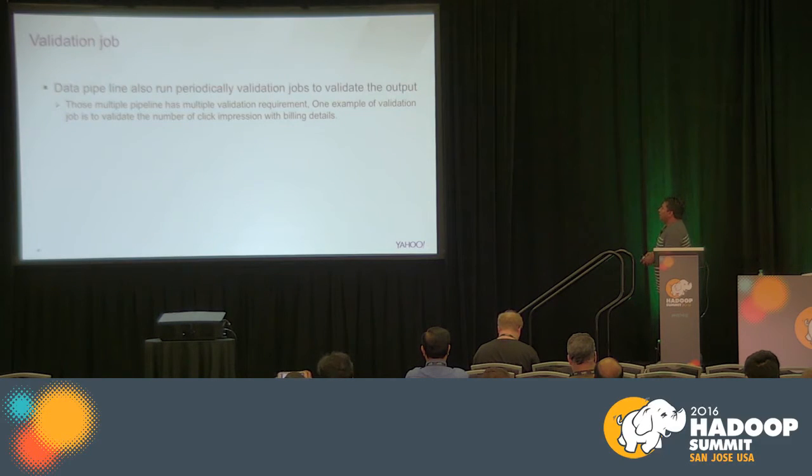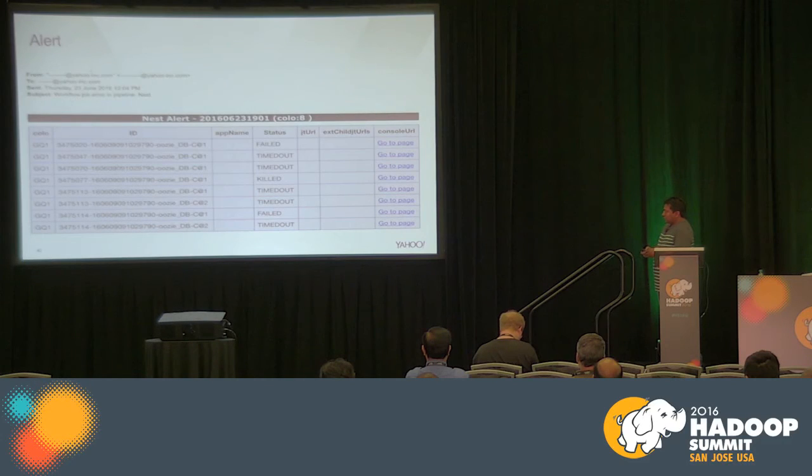Different pipelines have different validation requirements. Most of the pipelines run their own validation job to validate input and output. One simple way is to validate the number of click impressions against the billing details. You should not bill the customer more. This is what they do periodically. This is one example where they send a consolidated email. You can send it daily, hourly, or weekly.